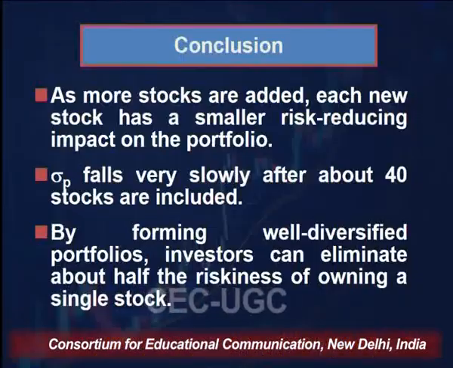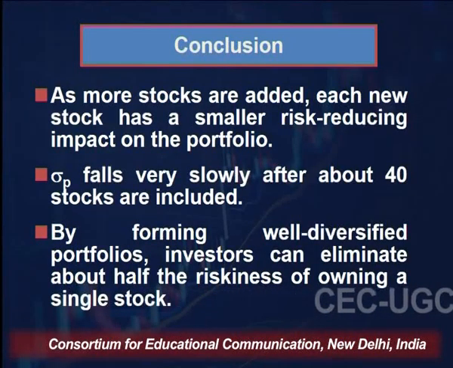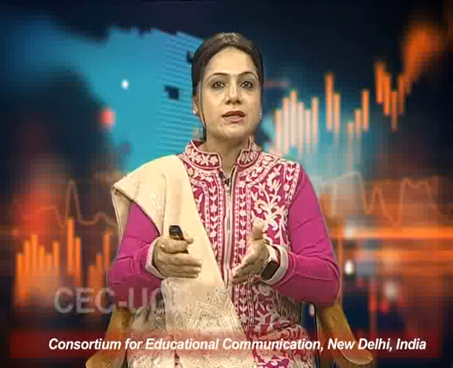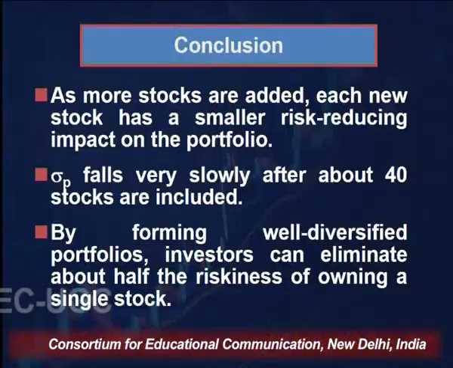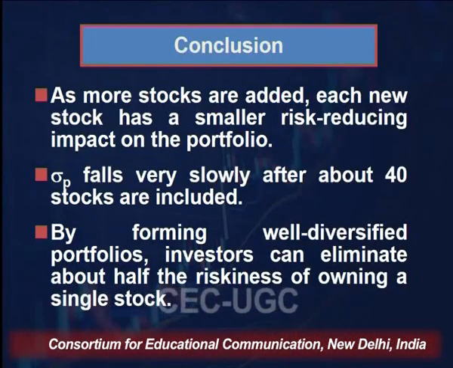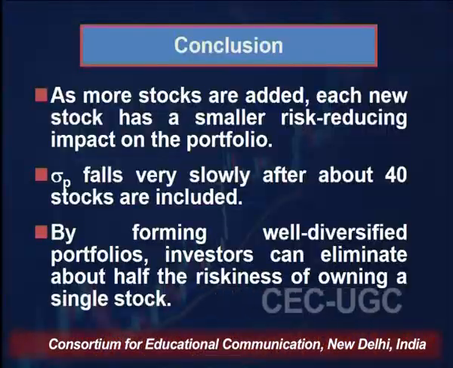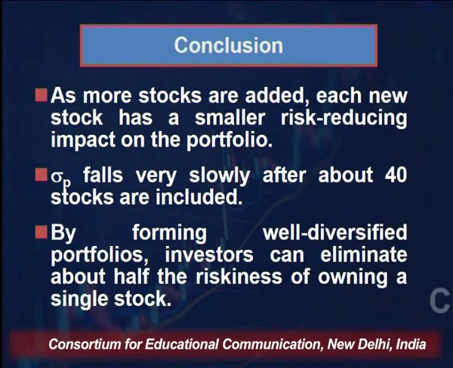So I would like to conclude by saying that as more stocks are added, each new stock has a smaller risk-reducing impact on the portfolio. So when you have thousands of stocks, the addition of the next one stock will not have a lot of impact on the risk reduction. And the portfolio risk falls very slowly after about 40 stocks are included. So till 40 you will see a reduction, but after 40 it is usually seen that the next addition will not have much of an impact. And by forming well diversified portfolios, investors can actually eliminate almost half the riskiness of owning a single stock.